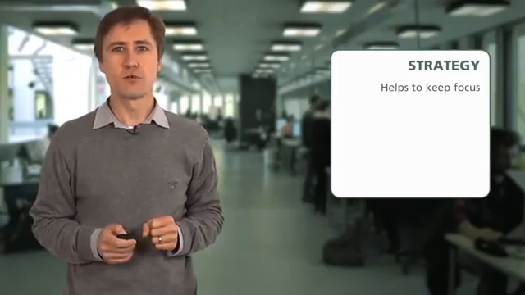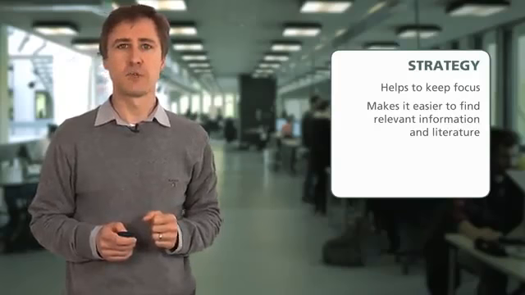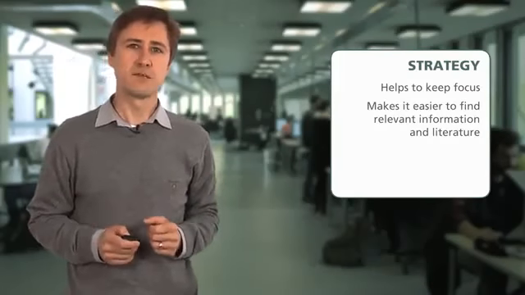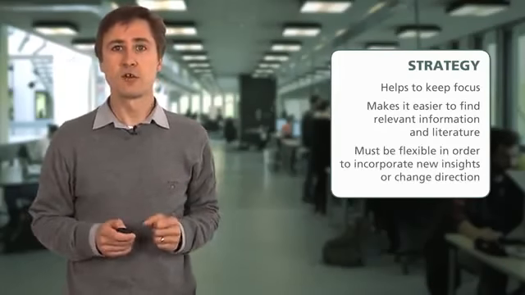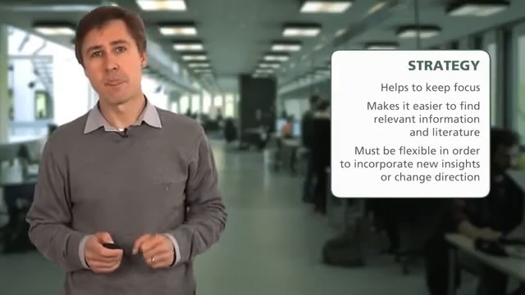We will now take a closer look at how to plan and carry out your literature searches. When planning your search, you should set up a strategy to help you keep focus and to make it easier for yourself to find relevant information and literature for your paper. The strategy must be flexible, however, so that you can incorporate new insights as you go along or change direction if necessary. This is where you will benefit from your logbook. If you continuously update your logbook, it will help you to structure as well as to document your search process.